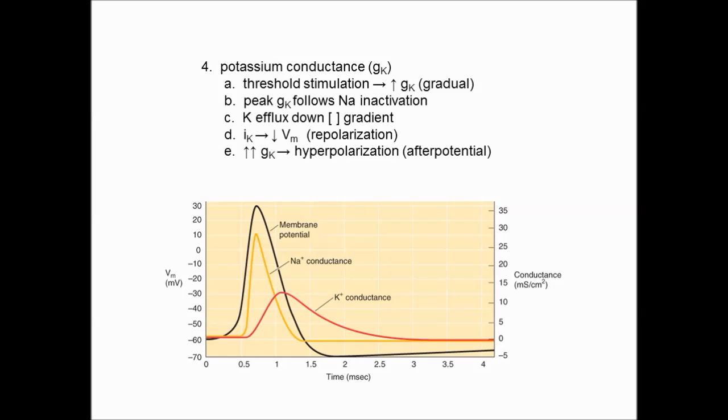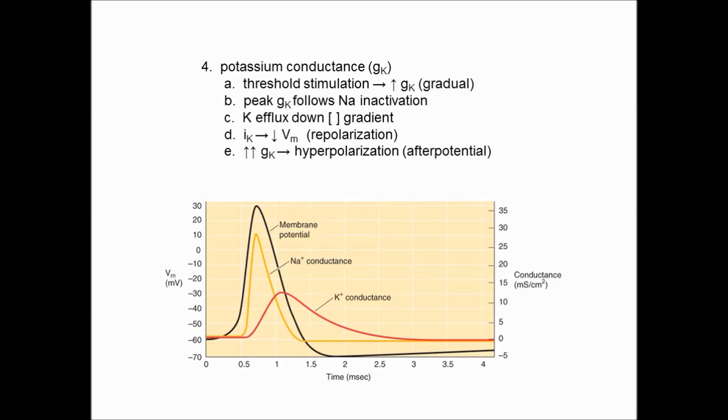This period of time after the action potential, in which the membrane potential has higher polarity than it normally does, is called either hyperpolarization or after potential. That's because the potassium conductance is even greater than normal. So usually there's a period after each action potential where the membrane is even more polarized than normal, and that's because the potassium conductance is even higher than normal.